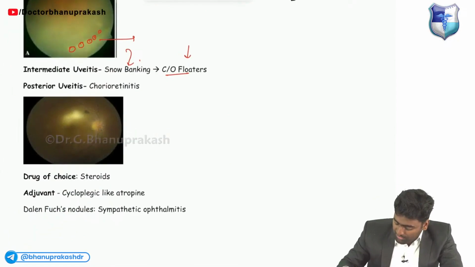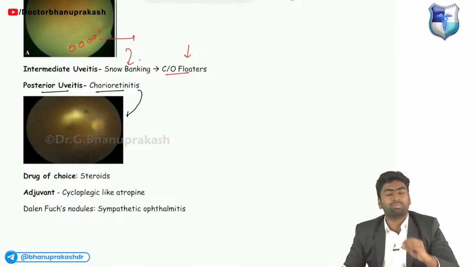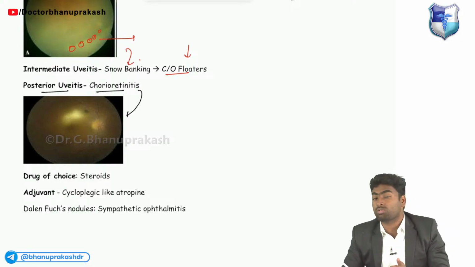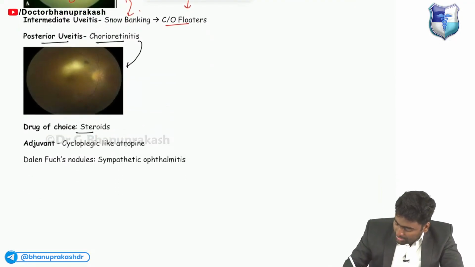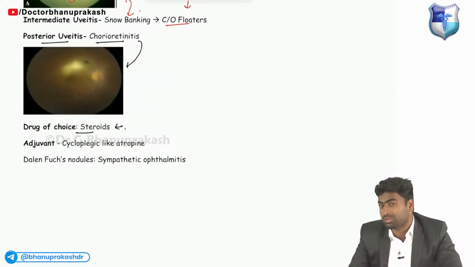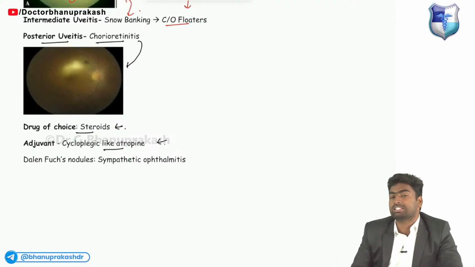Fine. And posterior uveitis will be causing chorioretinitis. I told you it will be causing this choroiditis, and it also causes involvement of the retina, which is known as chorioretinitis. Fine. And the drug of choice usually for the anterior part is steroids, and as an adjuvant to this, since there will be more pain, we'll use atropine to relieve this spasm.